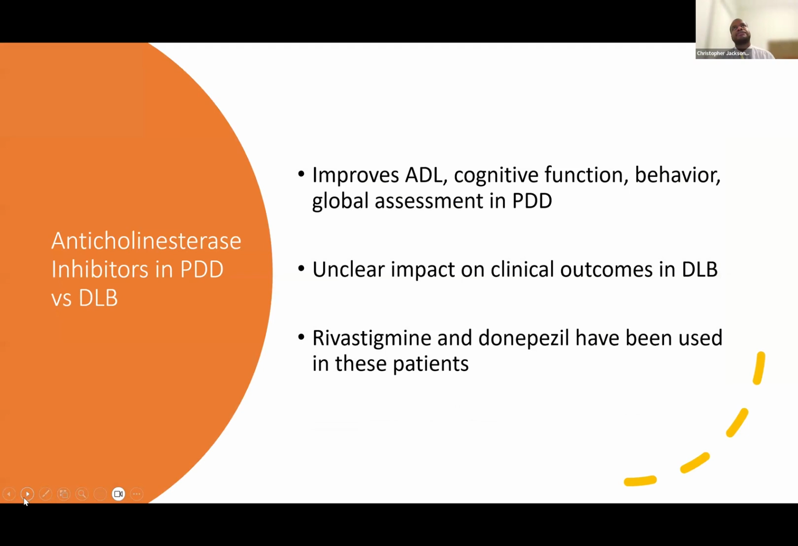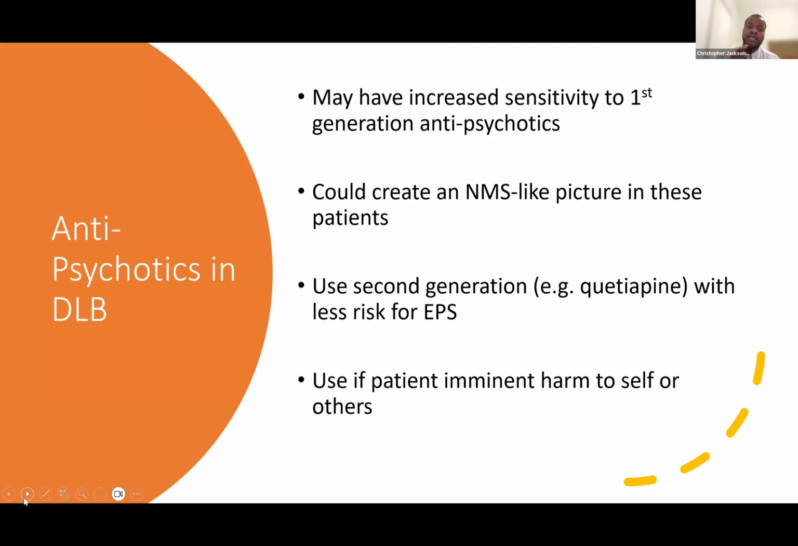So let's think through anticholinesterase inhibitors in Parkinson's disease dementia versus dementia with Lewy bodies. Anticholinesterase inhibitors here, you can see improve activities of daily living, cognitive function, behavior, and overall global assessment in Parkinson's disease with dementia. It's unclear the impact of anticholinesterase inhibitors in dementia with Lewy bodies, although rivastigmine and donepezil have been used sometimes in these patients.